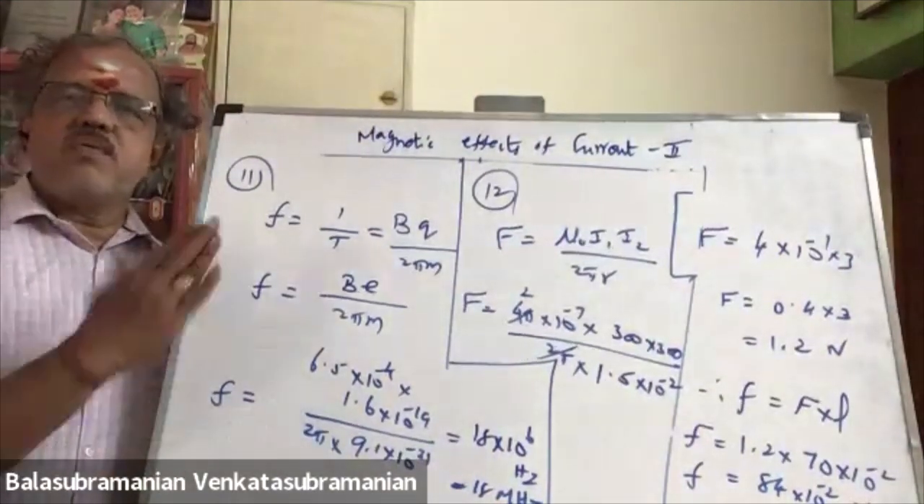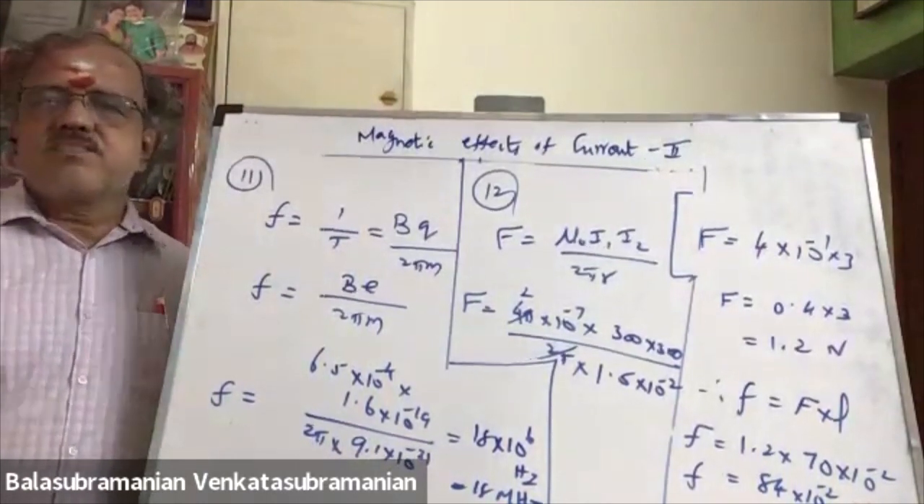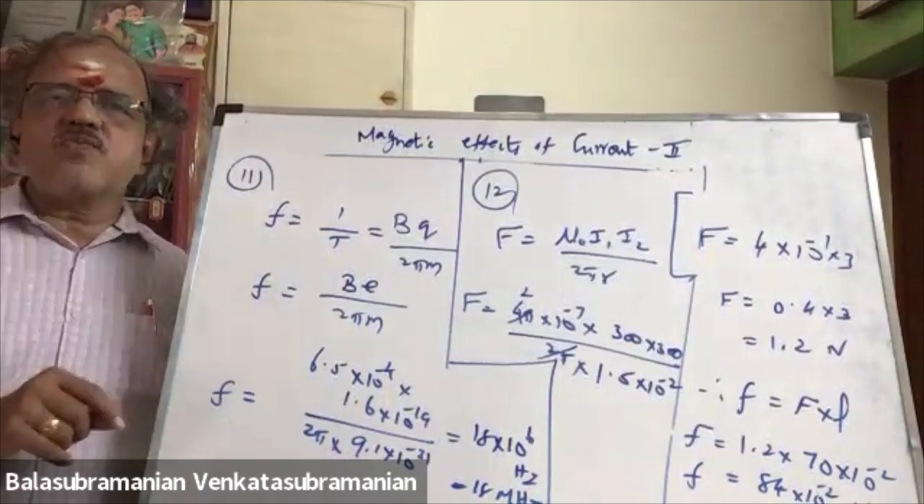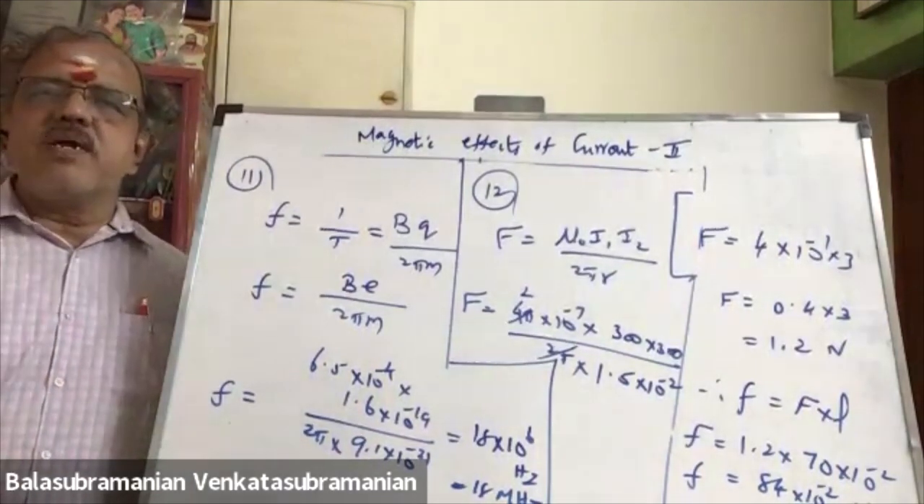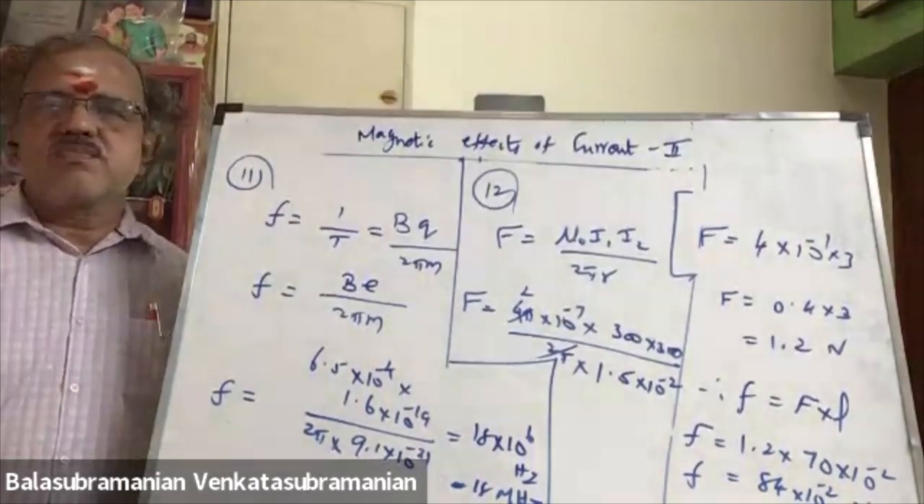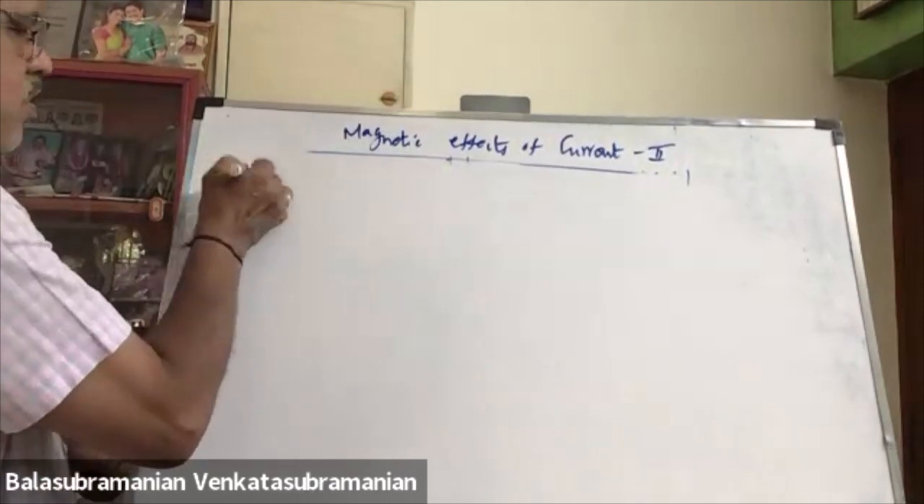Like this, we have done one problem in the previous topic. Similar. First, you calculate the force per unit length. Then you calculate the force. That means you have to multiply by the length with the answer. Okay. Question number 13.